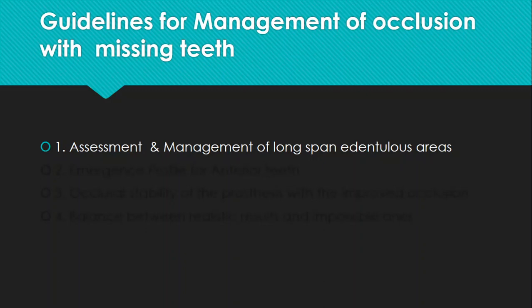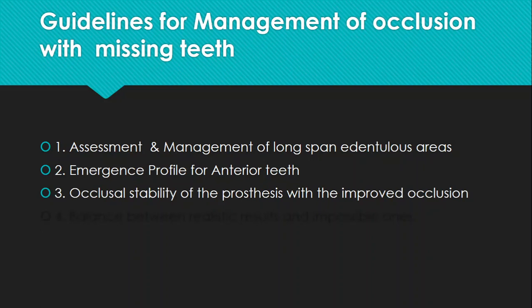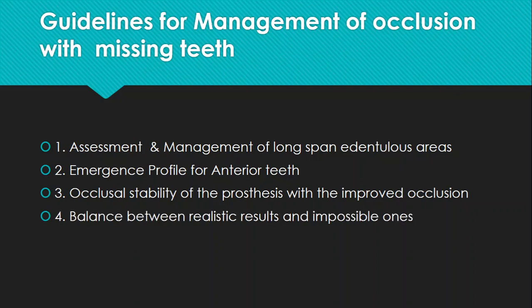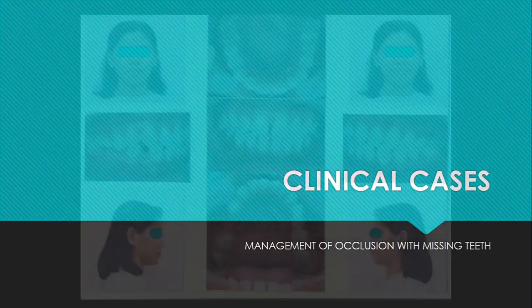So first, you have to assess the long span edentulous areas. Is there enough bone? For anterior teeth, if you're going to rehab areas with missing anterior teeth, what is the importance of what we call an emergence profile? Okay, third would be ensuring occlusal stability of the prosthesis with the improved occlusion. And finally, you have to be able to balance between the realistic results from the impossible requests that the patients may have. Okay, so here are some clinical cases.